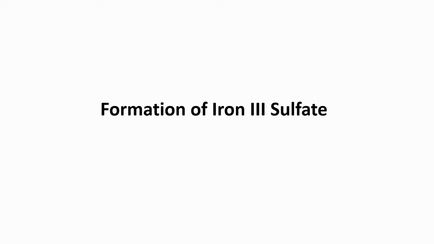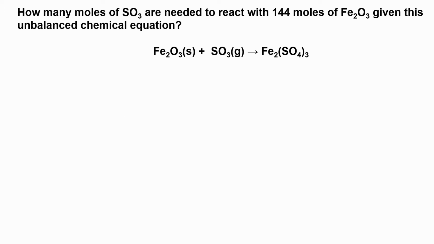Let's begin with the formation of iron 3 sulfate, where the question is, how many moles of sulfur trioxide are needed to react with 144 moles of iron 3 oxide given this unbalanced chemical equation, where Fe2O3 reacts with SO3 to form Fe2(SO4)3.